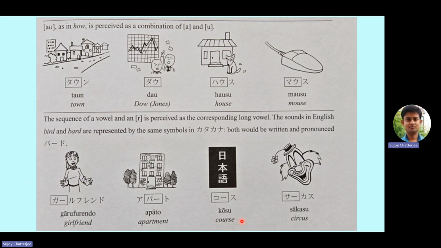Course. Again the same thing. We have O before R, so it will be kosu. It will not be korusu. Similarly, circus is sakasu. It's not sarukasu. So IR is replaced with just a long vowel, which is represented by this dash sign. This is a very important rule.